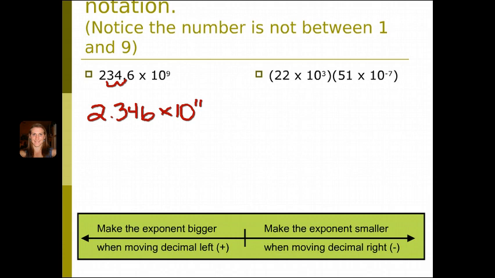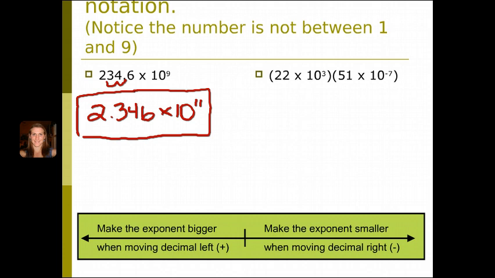So the correct way to write this 234.6 times 10 to the 9th in scientific notation would be 2.346 times 10 to the 11th. Our number before the times 10 is a number between 1 and 9.9.